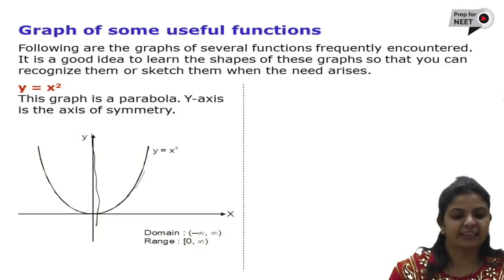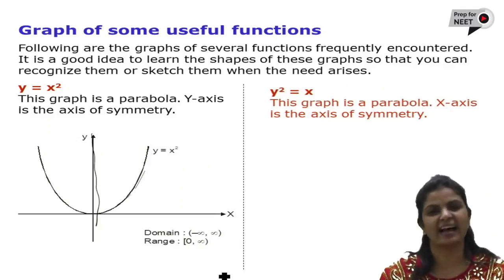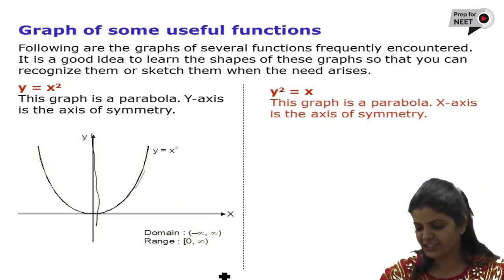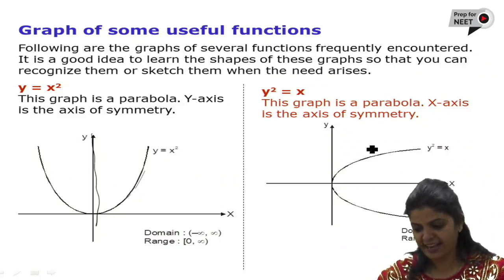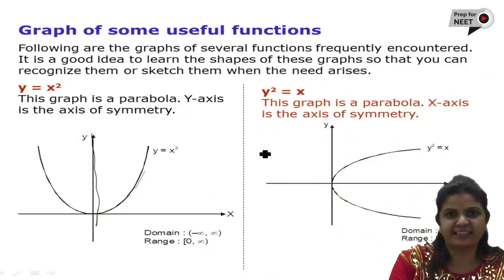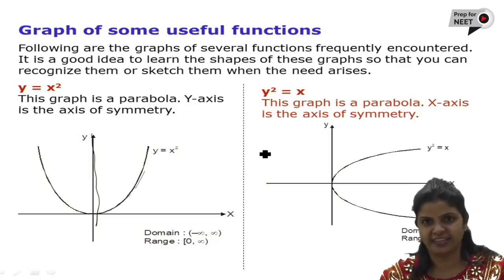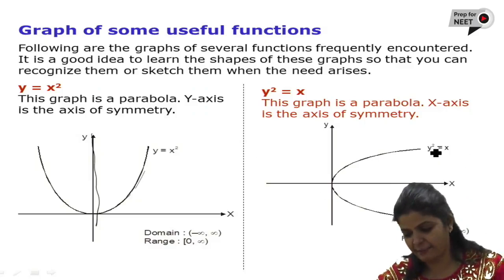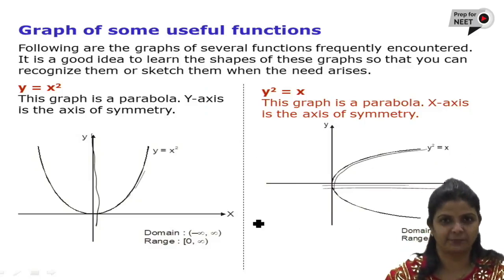Now, look at the next function, y square is equal to x. Again, it is a parabola, right? Only the change is that we get the axis of symmetry as x. Why? We can choose any value of y. As I said, y will change from minus infinity to plus infinity, whereas x will vary from 0 to infinity, right? So again, this graph is parabolic in nature, but its axis of symmetry must be the x-axis, right?